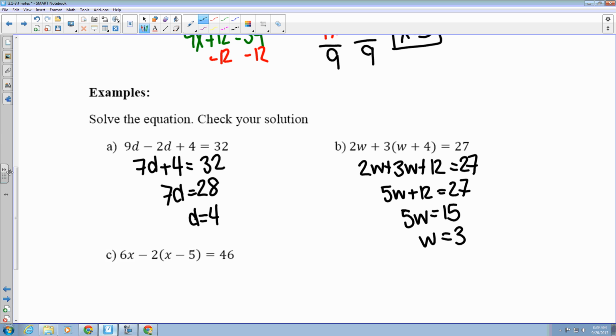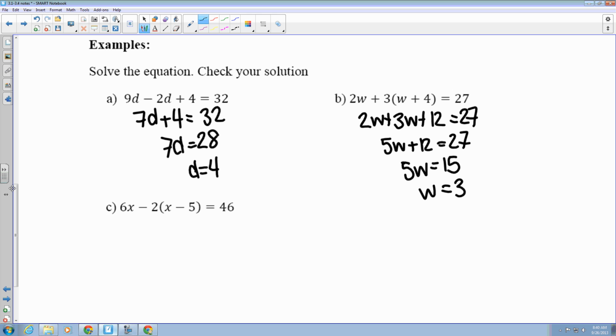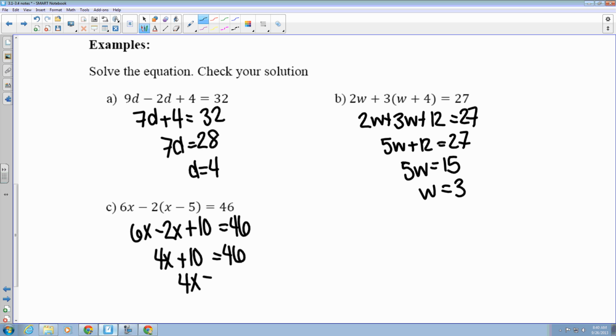This one is kind of challenging. We need to make sure we're careful on distributing a negative 2 into the parentheses. So 6x minus 2x, and minus 2 times minus 5 is positive 10. Combine our x's. Subtract 10. Divide by 4. This is 9. And plug that right back in to make sure you got it right.